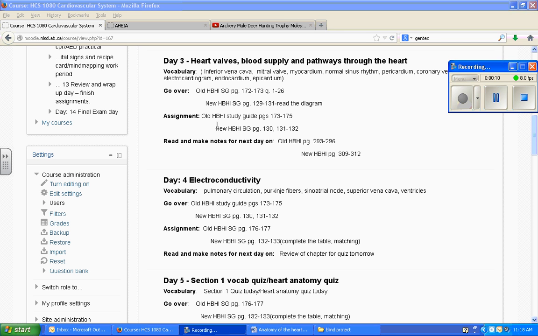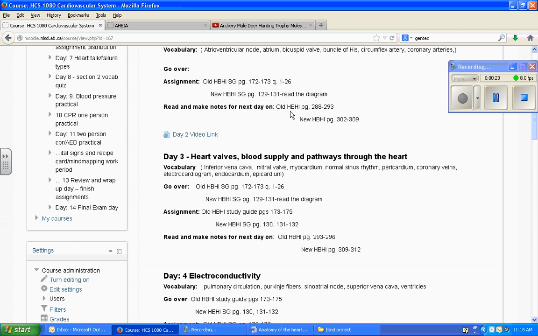To start with, we need you to ensure that you have the Human Body and Health and Illness Study Guide, page 172 through 173, questions 1 to 26 done. Today we are going to go over the content from yesterday's reading assignment, which was page 288 through 293 in the Human Body and Health and Illness textbook, the old one.